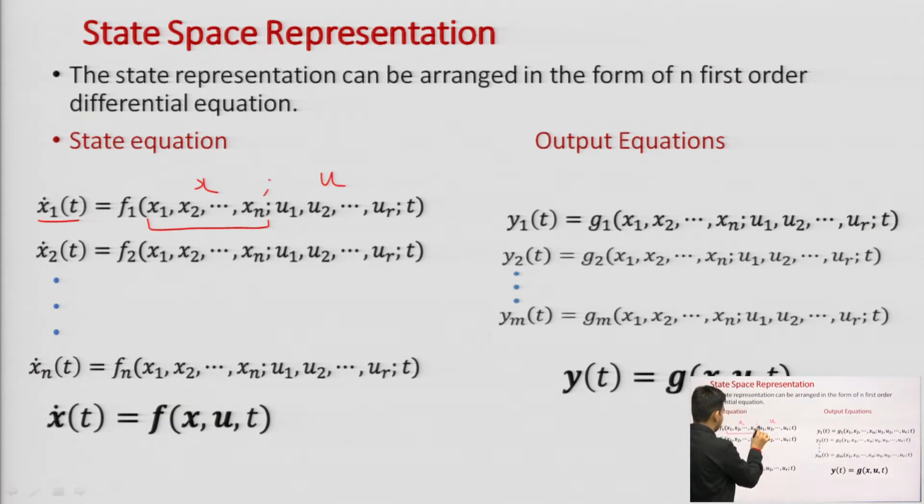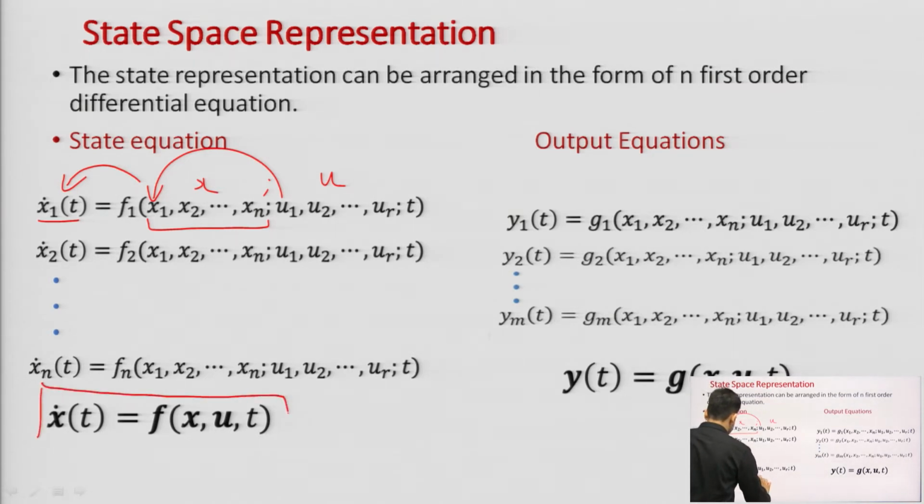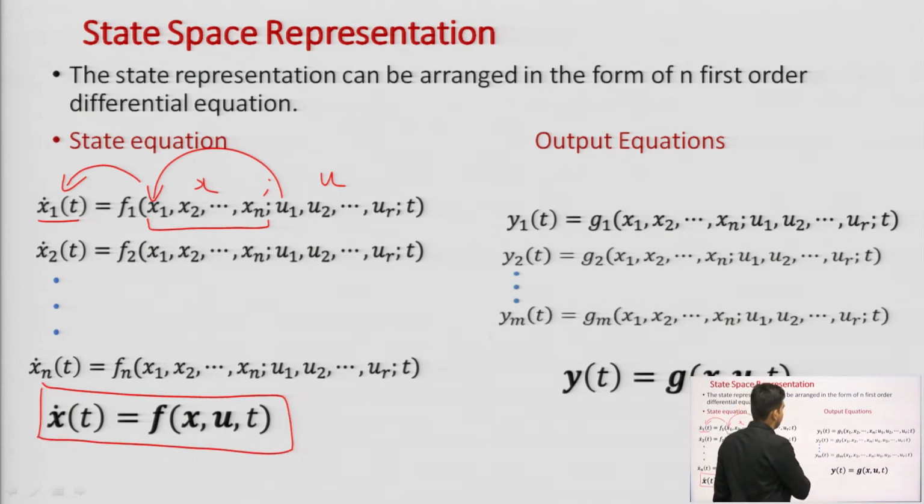So, whatever input I am applying, it is going to affect my state variable x1 and then it will affect the x1 dot. So, in short I can say x dot is a function of x and u. Okay. We will talk about t later.